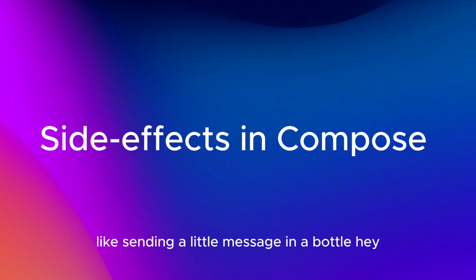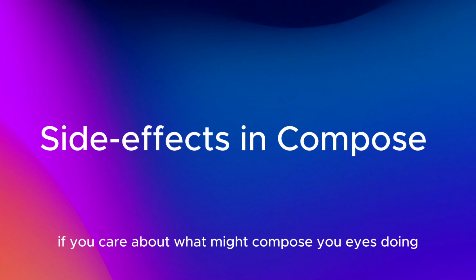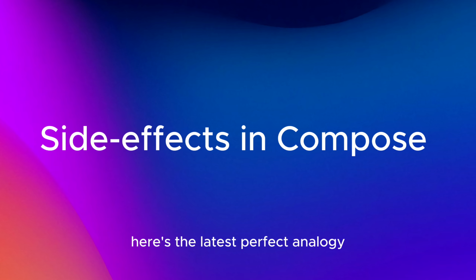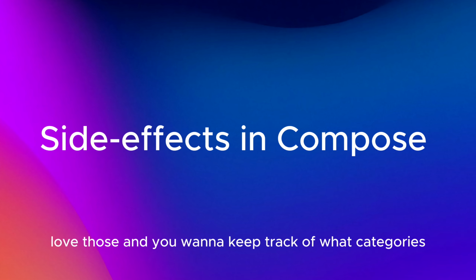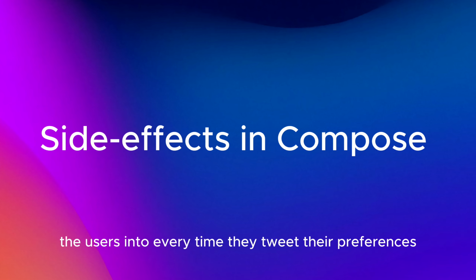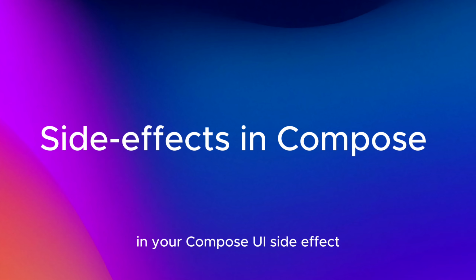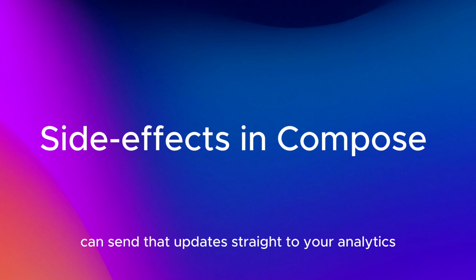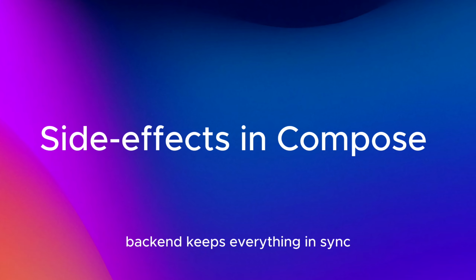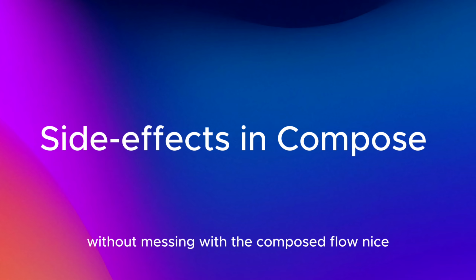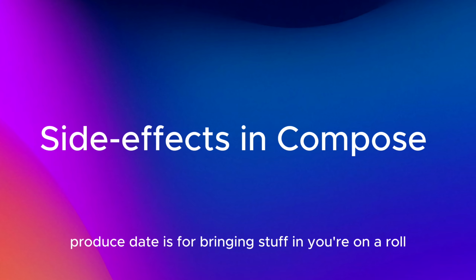Like sending a little message in a bottle. Hey, external systems, anything out there? If you care about what my Compose UI is doing, here's the latest. Perfect analogy. A common example is updating things like user properties in analytics. Say you've got a news app, right? Love those. And you want to keep track of what categories the user's into. Every time they tweak their preferences in your Compose UI, side effect can send that update straight to your analytics backend. Keeps everything in sync without messing with the Compose flow. Nice. So if side effect is about sending stuff out, produce state is for bringing stuff in.